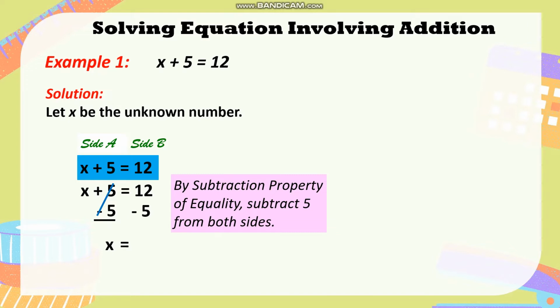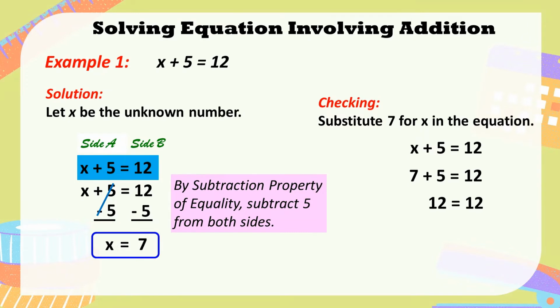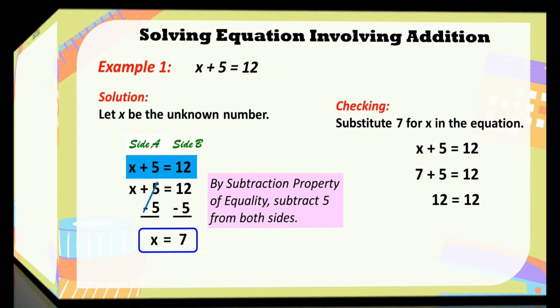Last is solve the side B. 12 minus 5 equals 7. So x is equal to 7. Checking. Substitute 7 for x in the equation. X plus 5 equals 12. 7 plus 5 equals 12. Palitan lang natin yung x ng 7. So, 12 equals 12. Therefore, 7 is the unknown number. X equals 7 is correct.